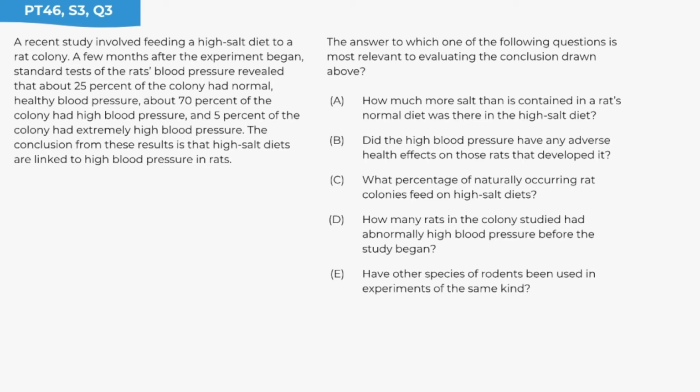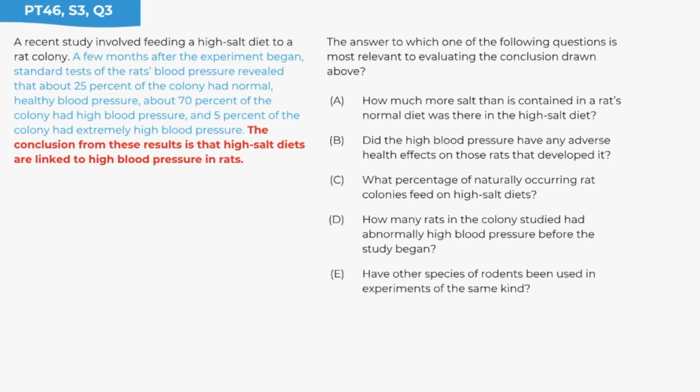All right. So in this one, again, we're going to start with the standard process. So what's the conclusion? In this case, the last sentence, the conclusion from these results, that's a nice little tip that there's the conclusion, is that high salt diets are linked to high blood pressure in rats. Okay. So high salt diets linked to high blood pressure in rats. What's the evidence for that? Well, they tell us that a few months after the experiment began, standard tests of the rats' blood pressure revealed that about 25% of the colony had normal, healthy blood pressure, about 70% of the colony had high blood pressure, and 5% of the colony had extremely high blood pressure.